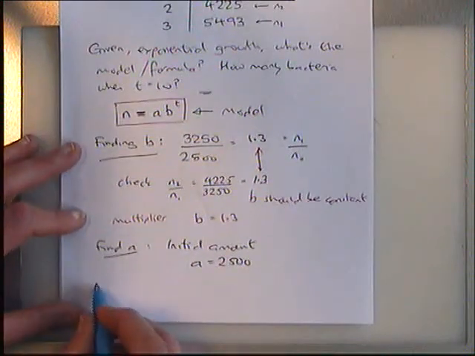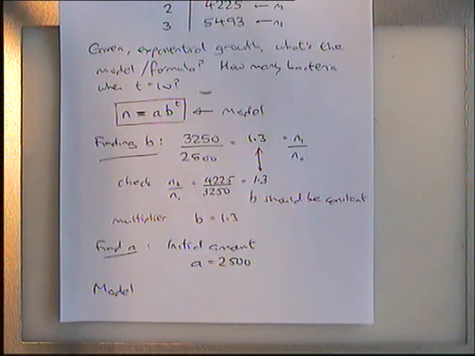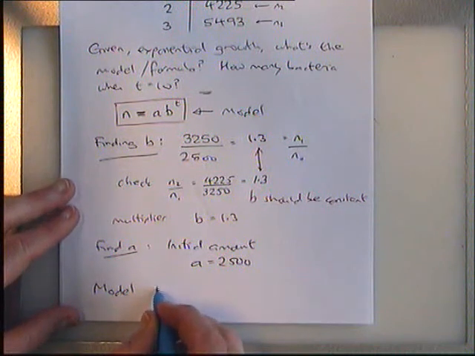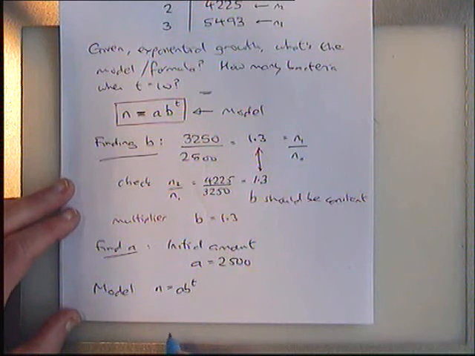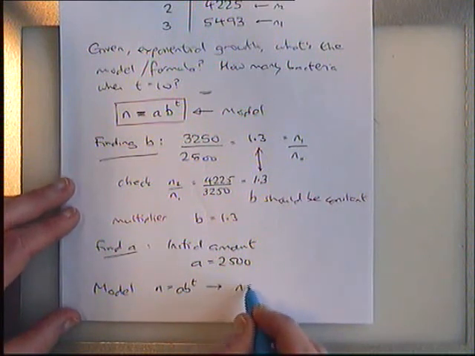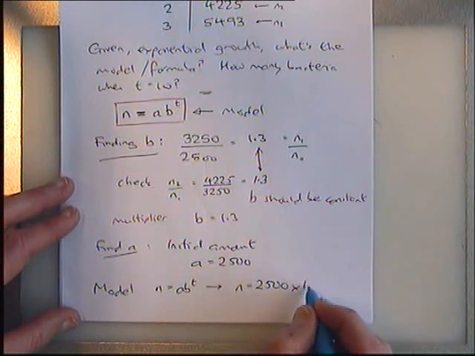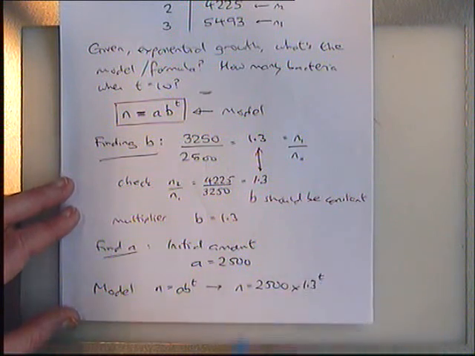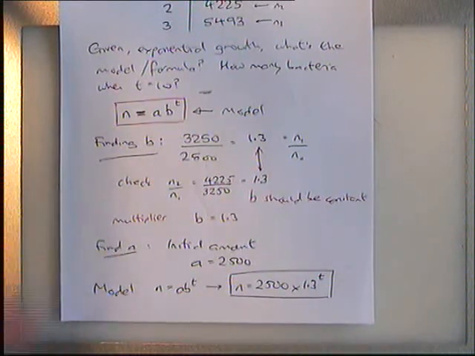So then, we have our model, or our formula. It's often called a model if you're trying to model something in mathematics. And our model we wrote down earlier was N equals A times B to the T. Well, now I know what A is. A is 2,500. And I know what B is. It's 1.3. So there is my formula to model the growth of these bacteria. I'm going to do the rest of the question in a separate video.